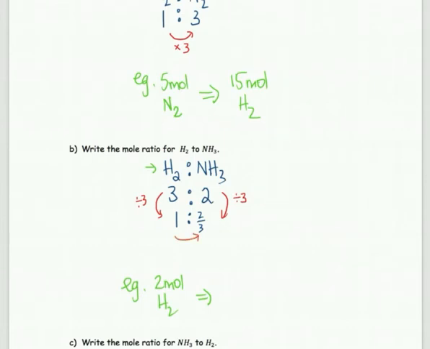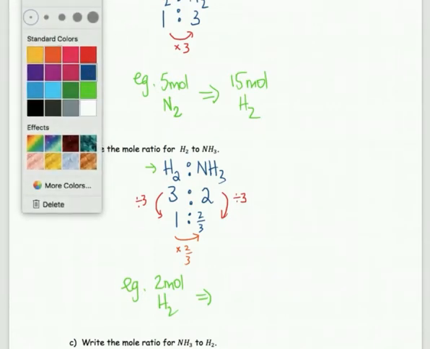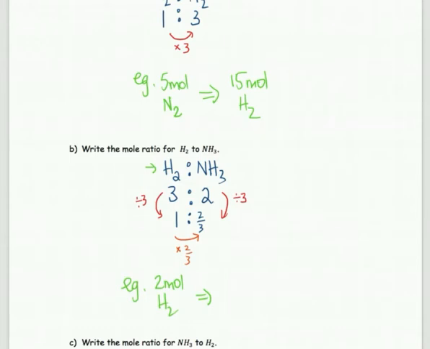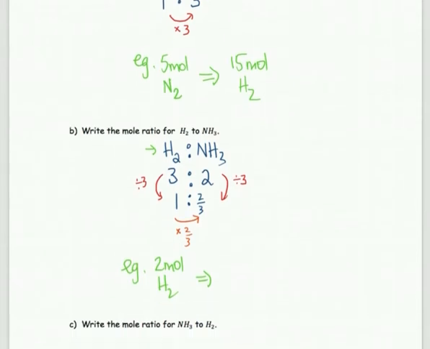So what did we do? We have to multiply by 2 over 3 to get to here. That's what we're doing with this example here. If you want to go 1 and it became 2 over 3, I multiplied by that. So here you're going to multiply by 2 over 3 as well.